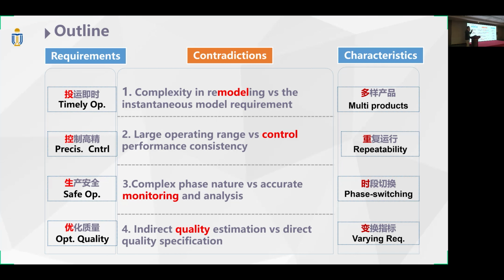Last but not least, we are a batch process. Ultimately, we're making a product. Products have direct requirements. Those direct requirements are so-called qualities. Unfortunately, those qualities cannot be directly measured. All we can do is make certain process variables repeatable, in hope that quality is repeatable. So therefore, we have so-called quality indirect estimation versus direct quality certification challenges. So our PSE research on batch process is at hand to address those issues: modeling, control, monitoring, and quality issues.